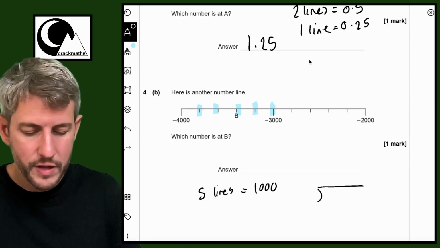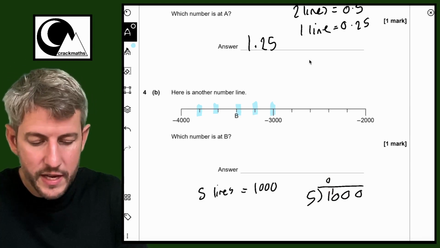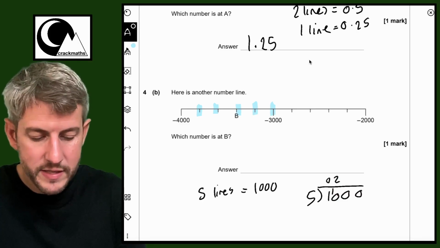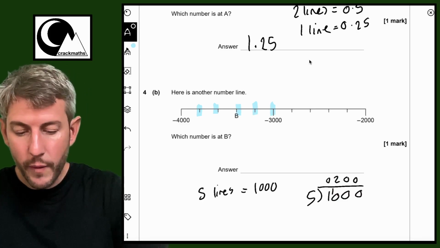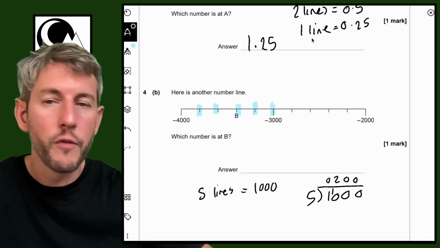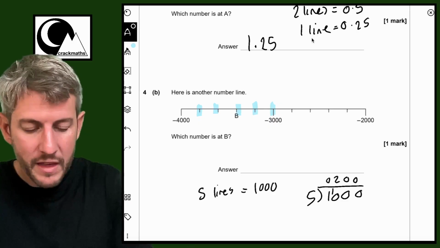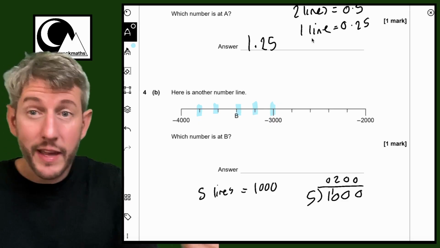If you don't know how to do that, we can do it with the bus stop method. So 5s into 1 don't go. 5s into, so carry the 1. 5s into 10 go twice. 0, 0. So here we go. Each one of these things is going to mark an incremental increase of 200. And the numbers are getting smaller this way.